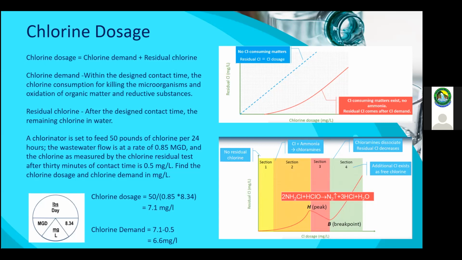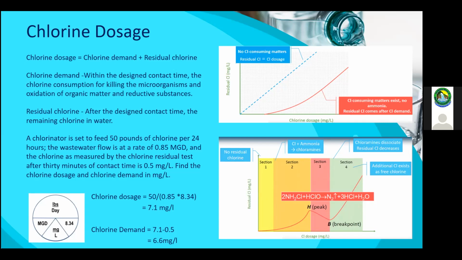So if we just look at section 1 of this curve here, there's no residual chlorine present. Again, it's residual chlorine with dosage. So you're dosing, but you're not seeing a residual, because you have to overcome the chlorine demand of your water. In section 2 now, you are dosing chlorine, but your residual starts to increase. So your chlorine plus your ammonia is becoming things like your chloramines.